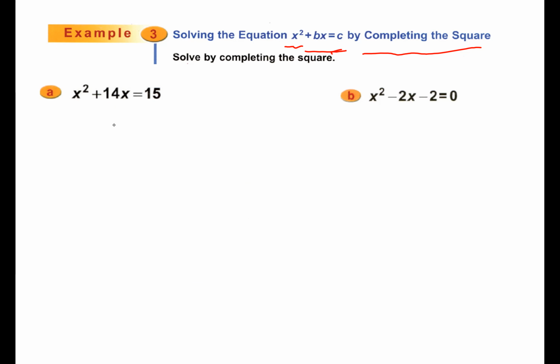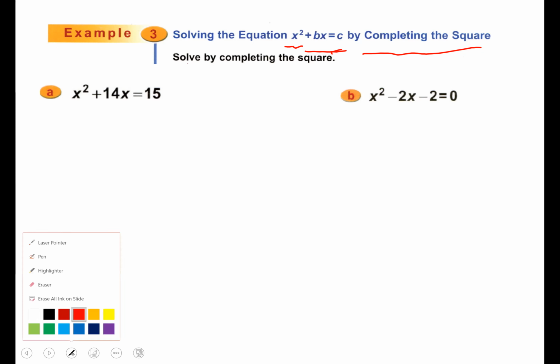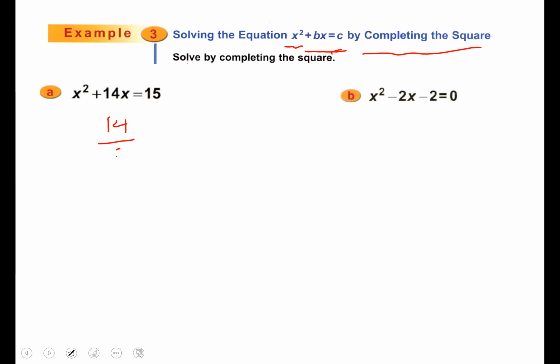You're going to take 14. You can say 14 over 2 as a power of 2 equals what? 14 divided by 2 equals 7. 7 to the power of 2 equals 49. You are going to add 49 to both sides, here and here.